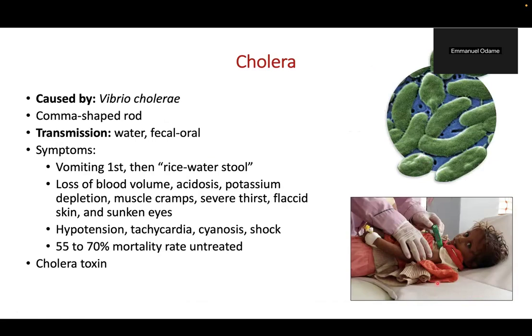Next on our list is cholera, which is caused by Vibrio cholerae. It's a comma-shaped rod bacterium, and as you can clearly see, this is how they look. Transmission is through water and the fecal-oral route. You experience vomiting in the first few symptoms, and then rice-water stool, which is continuous. You end up losing a lot of fluid, and in some cases you experience hypotension, tachycardia, and cyanosis. If left untreated, there is about a 50 to 70% mortality rate. The pathogen releases the cholera toxin, which affects your GI tract.